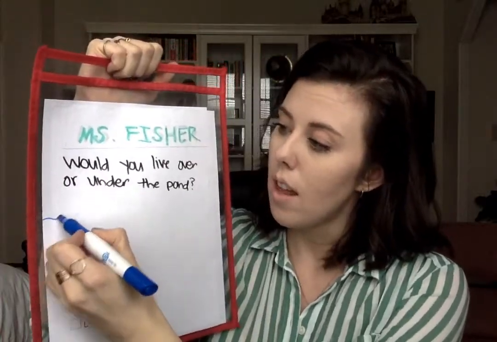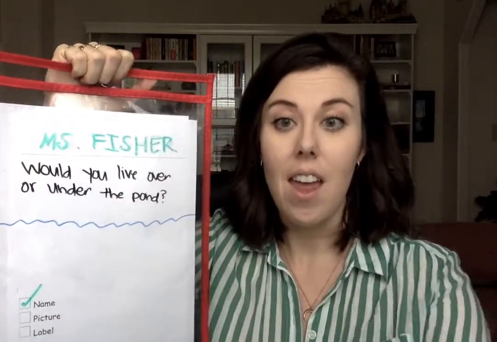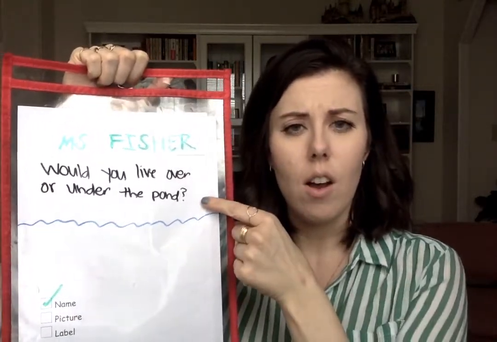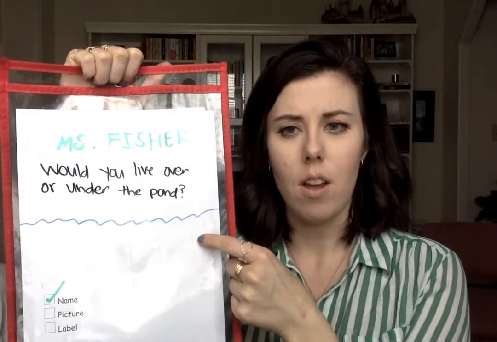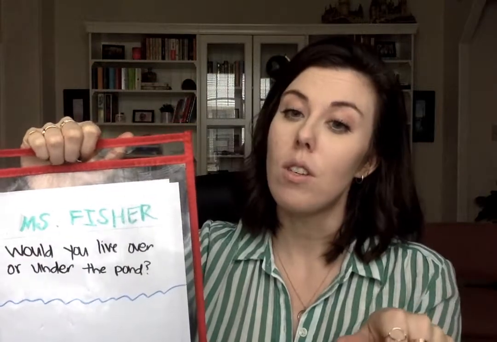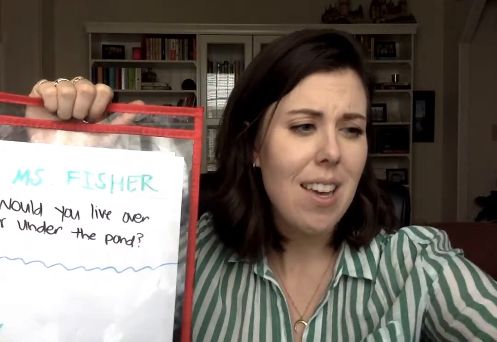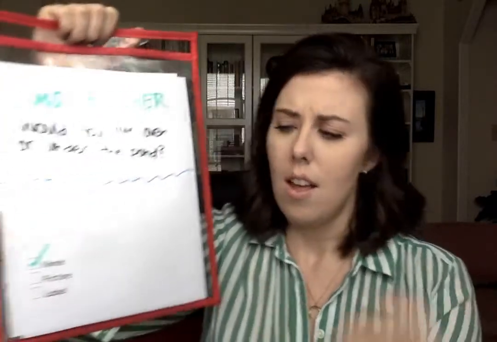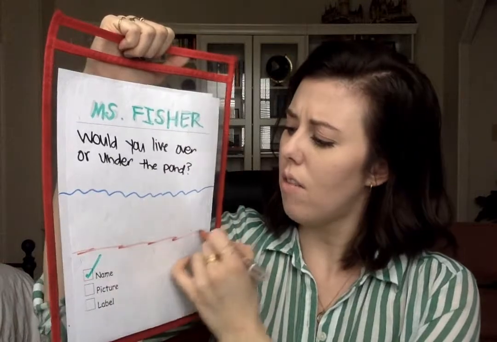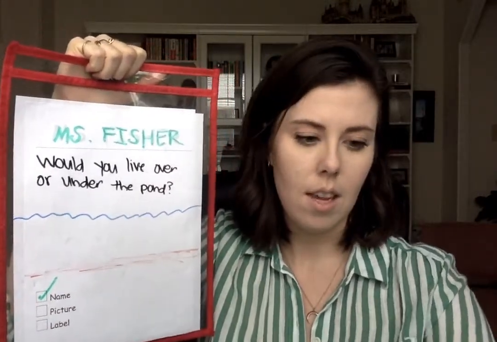So first, I think I'll do some water up here to show that that's the pond. And then, will I draw up here above the pond or down here under the pond? Under, because I chose under. But if you chose over, then you can draw whatever you want. So I am going to draw under the pond. And maybe I want some of the ground, the dirt and the sand that is under the pond, not the lake, the pond.